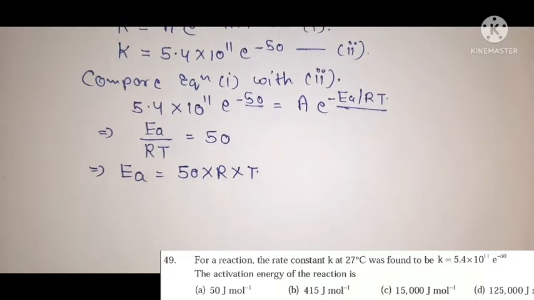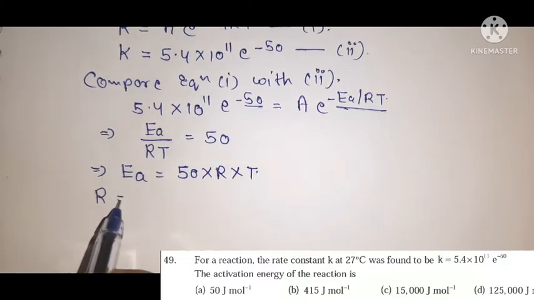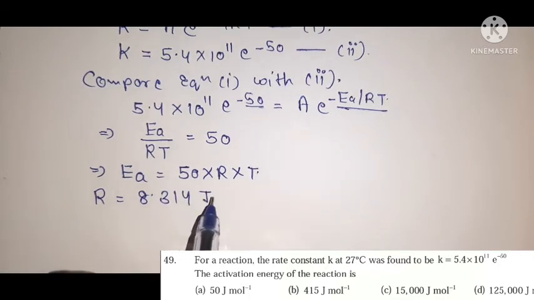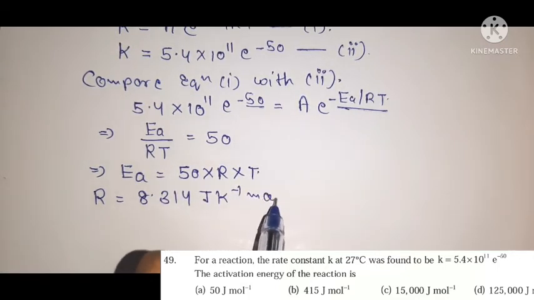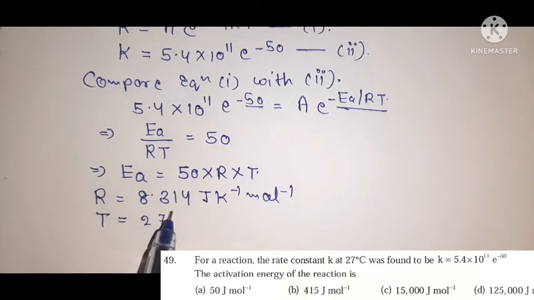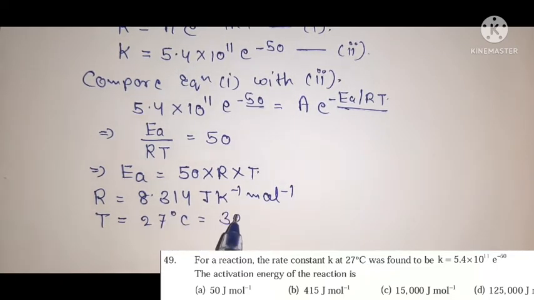And in the question, you have the value of T, that is 27 degrees centigrade, and you must convert it into the Kelvin scale. Okay, so the value of R is 8.314 joule per Kelvin per mole. The value of temperature, 27 degrees centigrade, is equal to 300 Kelvin.